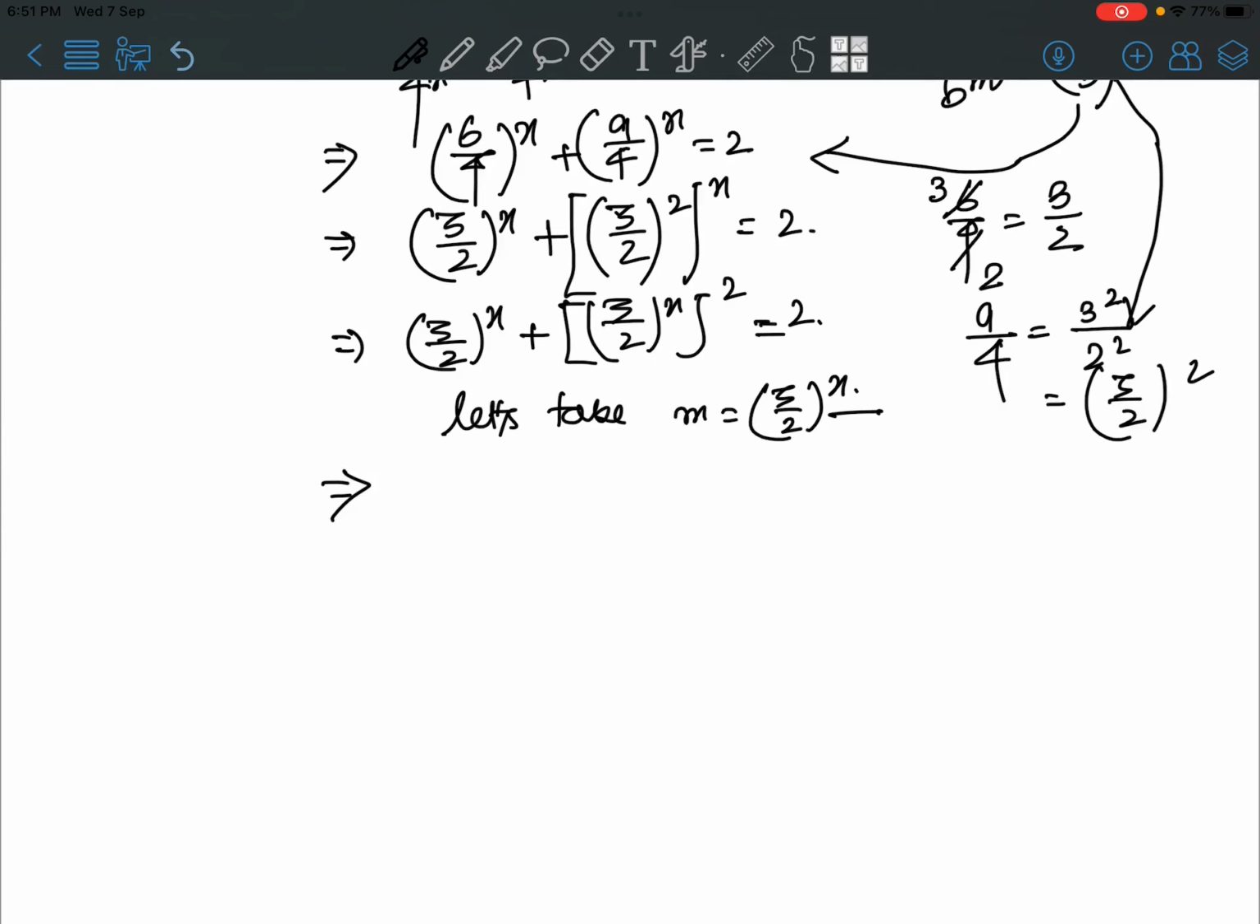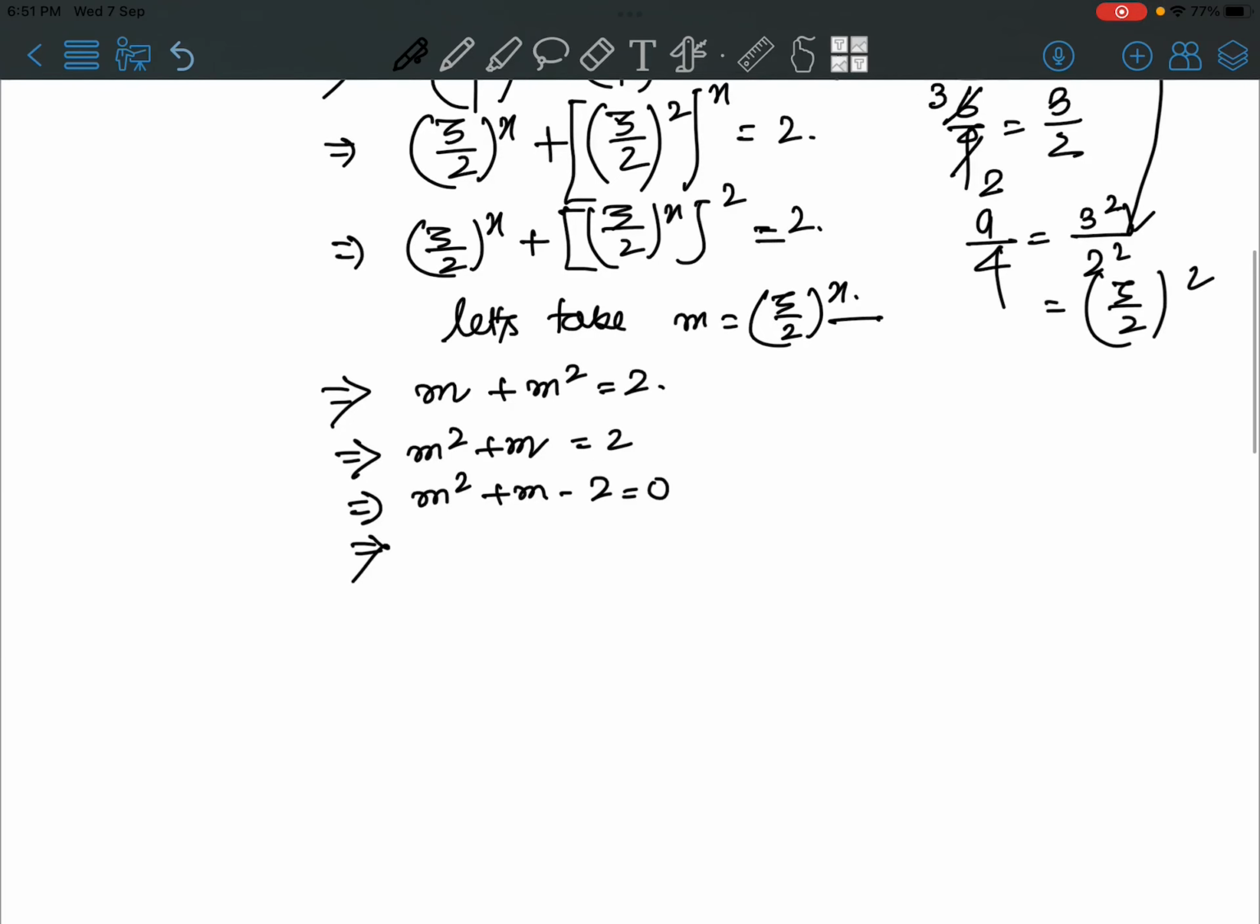Now we are going to replace it. Now m plus m squared equals 2. Now we can write it as m squared plus m equals 2. Now we are going to shift the 2 from the right hand side to the left hand side. Now it will become m squared plus m minus 2. Now how are we going to factorize this quadratic equation?